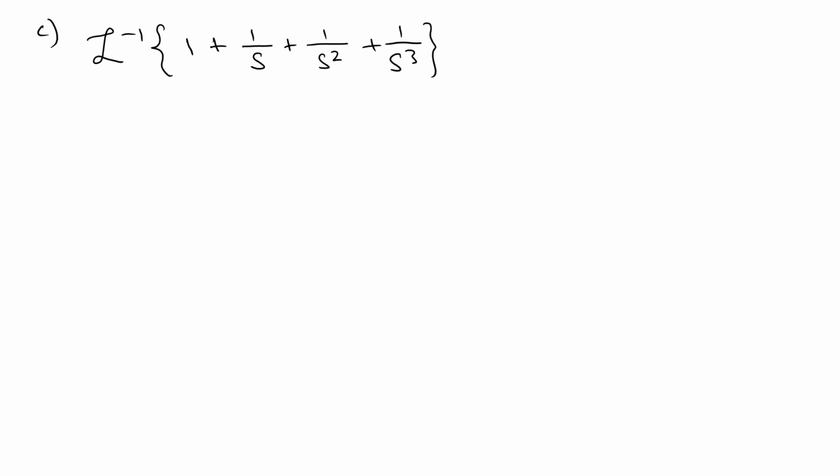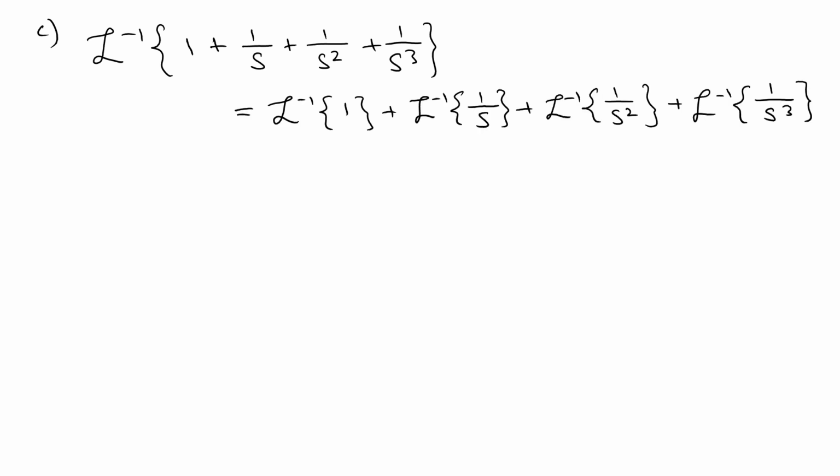So let's look at the next one. We have this interesting one. Inverse of 1 plus 1 over s plus 1 over s squared plus 1 over s cubed. As before, we can split them into 4 parts first. So we have these 4 pieces. Now we go one by one. Actually, now you can see that there are two new things that we need from the previous ones. So let's recall these two.